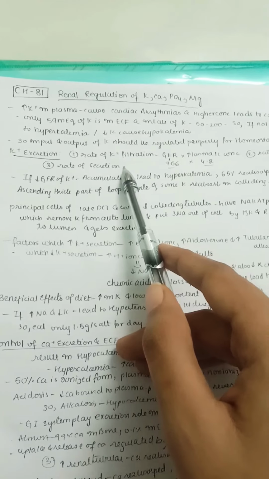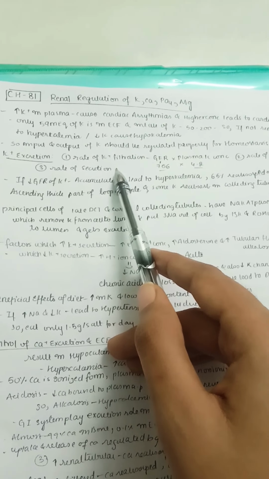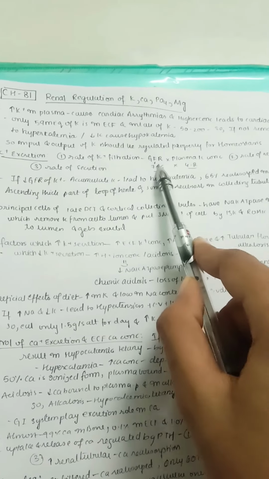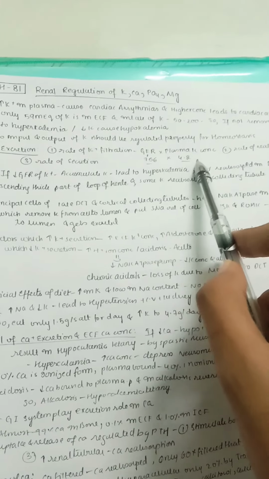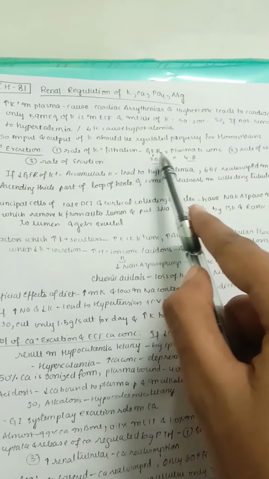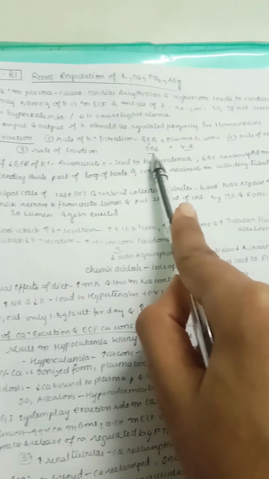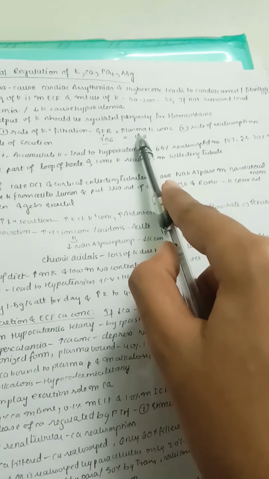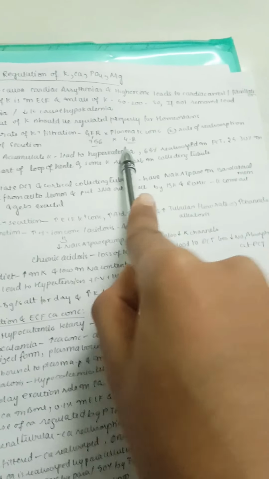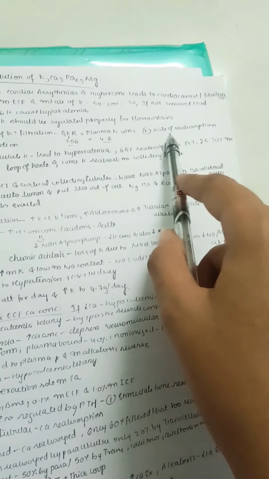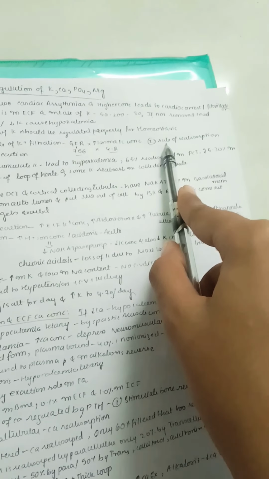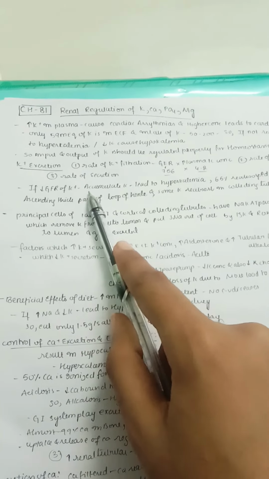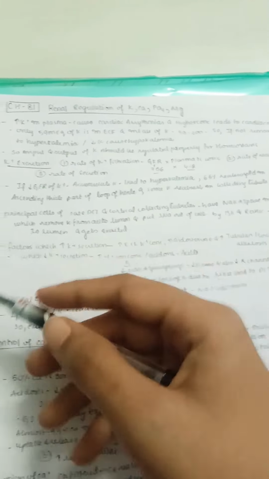The rate of potassium excretion is dependent on the rate of potassium filtration, that is the glomerular filtration rate of potassium times the plasma concentration. The glomerular filtration rate of potassium is 756 milliequivalents, and the plasma potassium concentration is 4.2. It is also dependent on the rate of reabsorption and on the rate of secretion. Let us discuss it one by one.